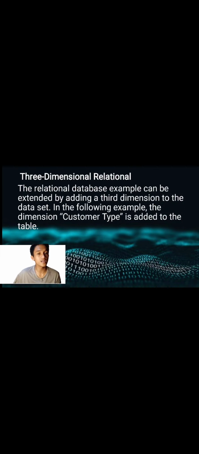So, three-dimensional relational. The relational database example can be extended by adding a third dimension to the dataset. In the following example, the dimension customer type is added to the table. This dimension contains two possible positions, trade business and general public business. The addition of one dimension with two positions actually doubles the number of rows in the table. This method of presenting data is difficult to handle because the table's length expands considerably with the addition of each new dimension.